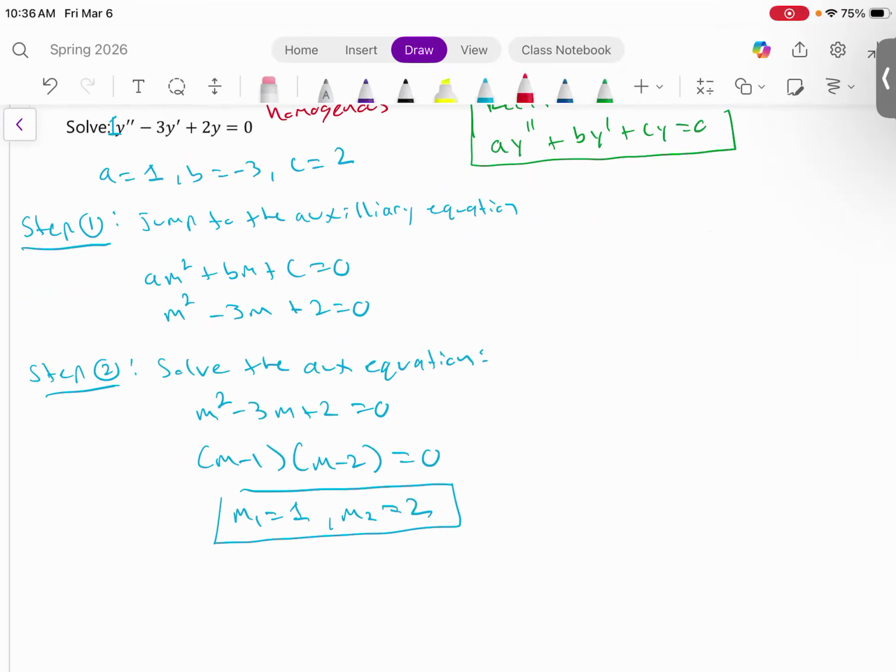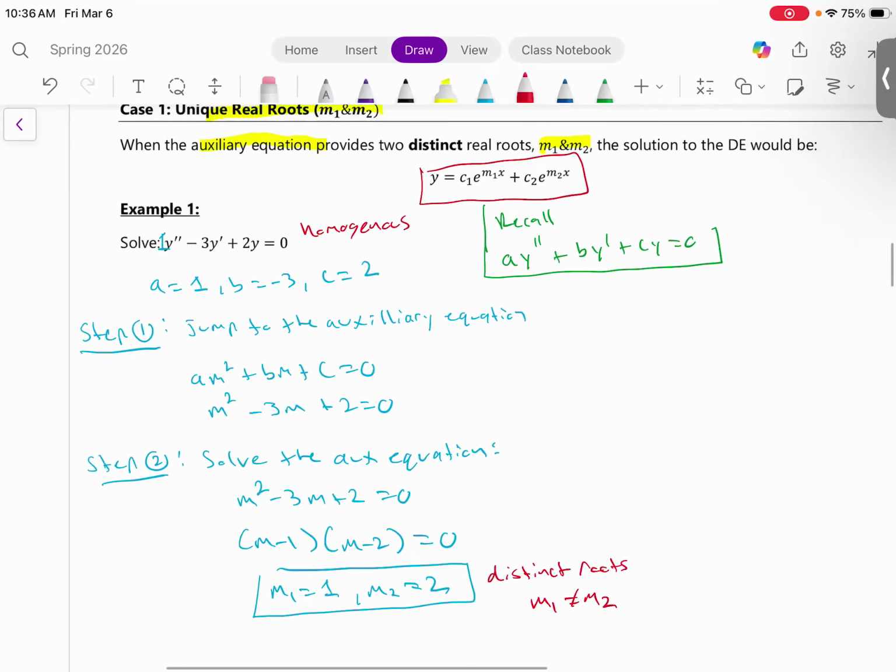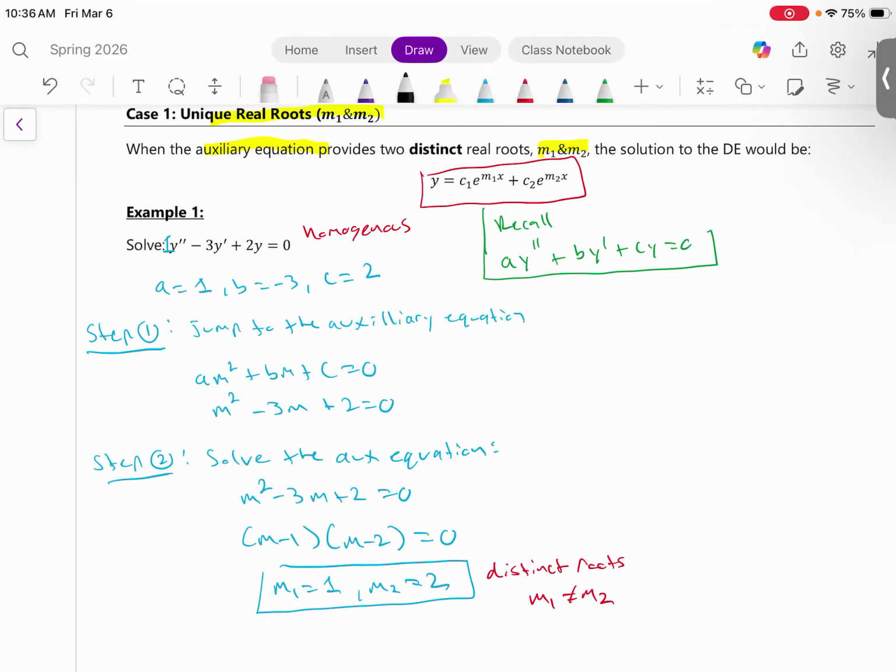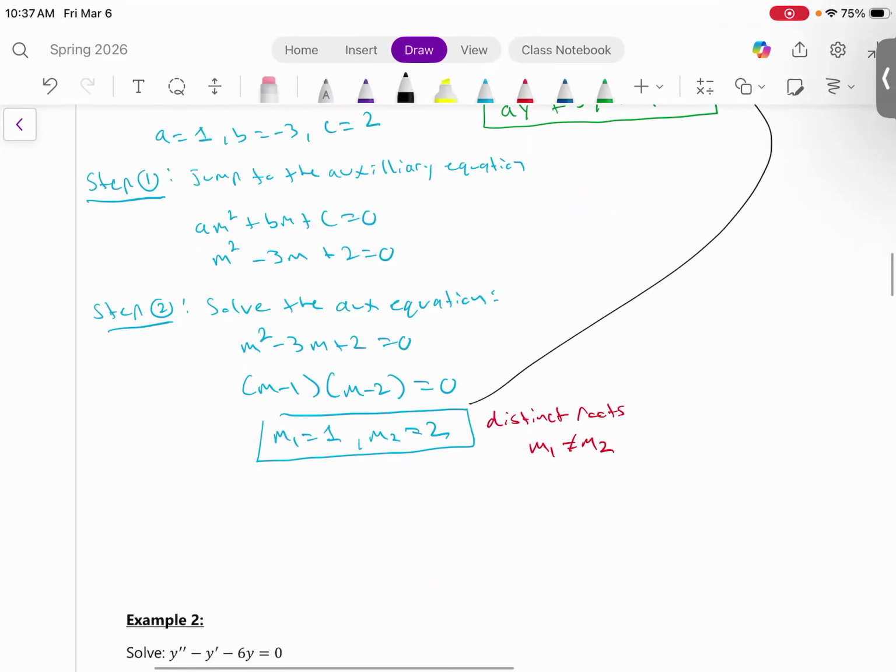And so what we have are distinct roots because m1 doesn't equal m2. So we have our roots, m1, m2. We're just going to use the general form of a distinct root solution. And so let's do step 3, write up a solution.